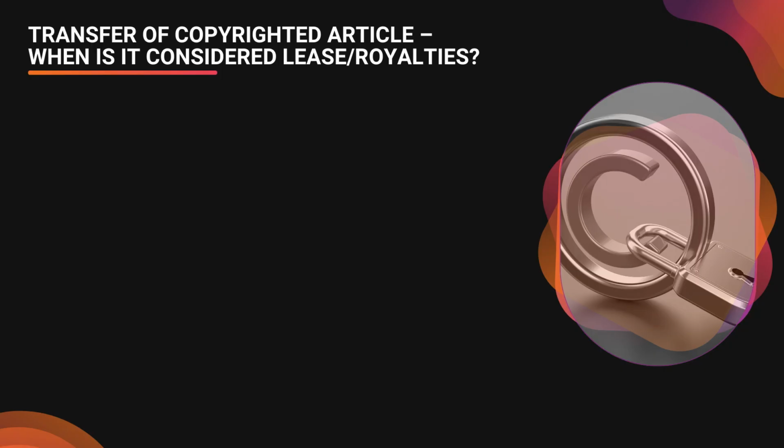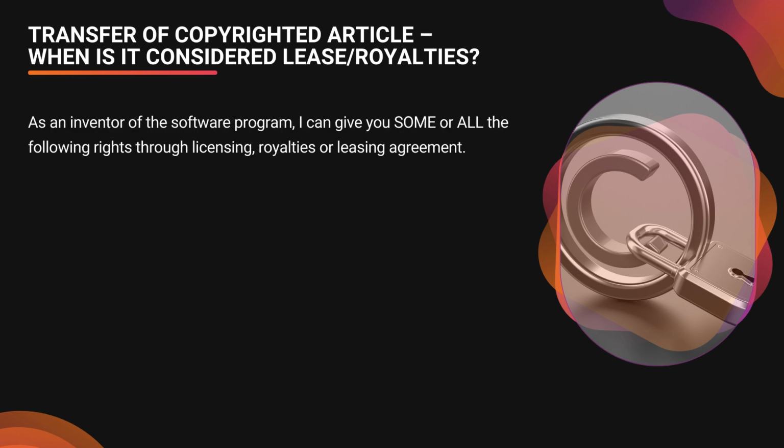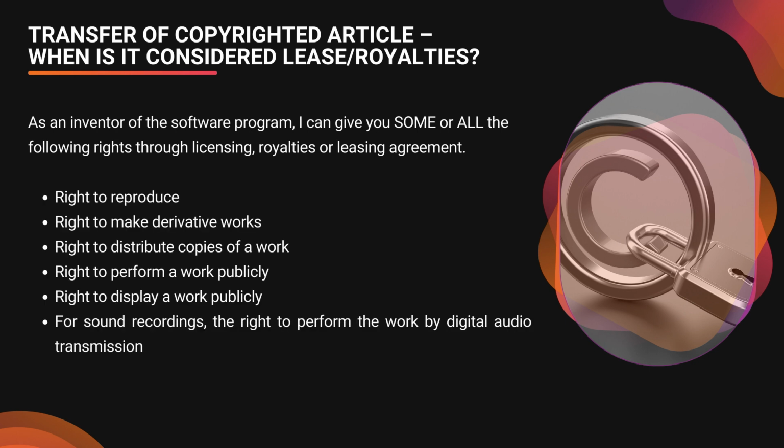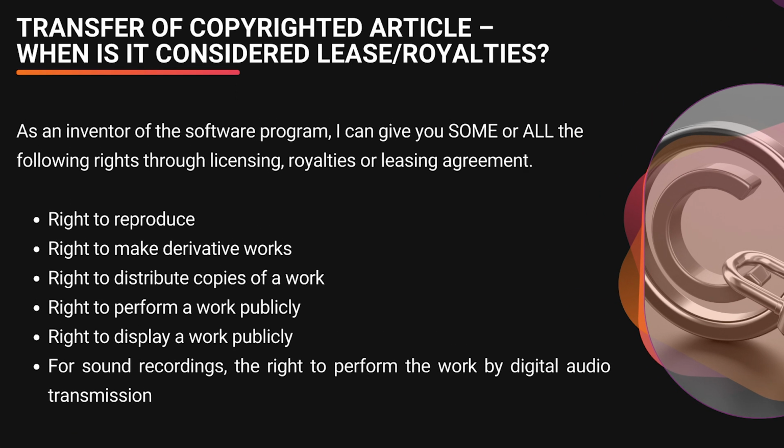So let's look at a copyrighted article. When is a transfer considered a lease or royalty? As an inventor of a software program or a computer program, whatever spectrum you fall in, I can give you some or all of the following rights through licensing, royalties, or leasing agreement. Whenever I give you rights, I can give you one of these rights, I can give you two, I can give you three, or I can give you all of it. The moment I give you these rights, I'm no longer selling a copyrighted article. I'm actually selling the underlying intellectual property, your right to use some of it or all of it.